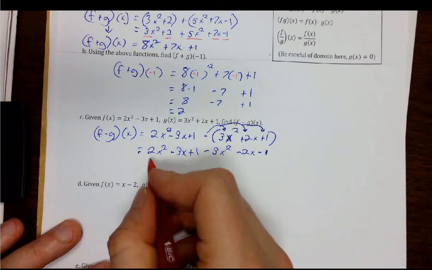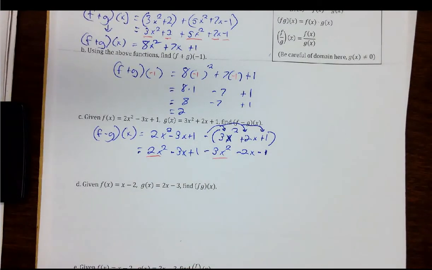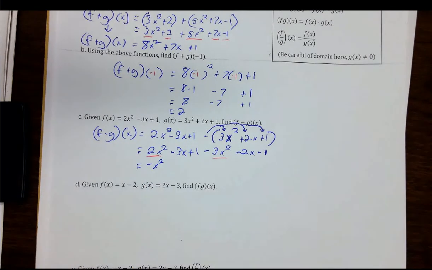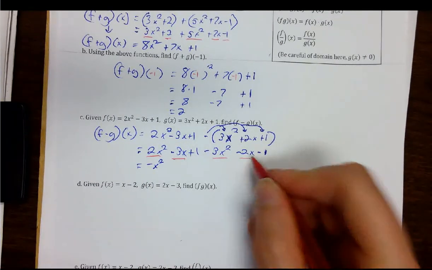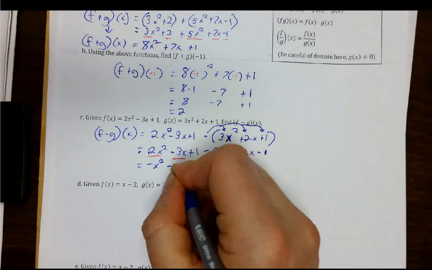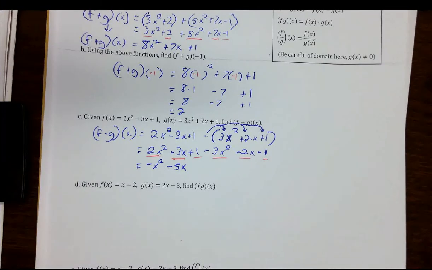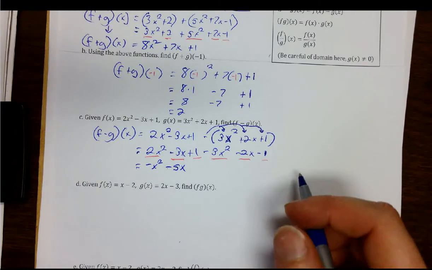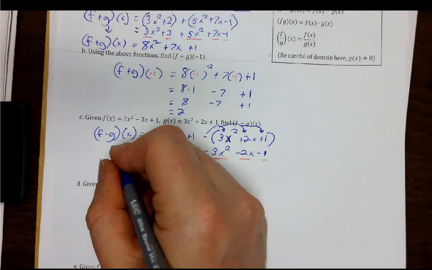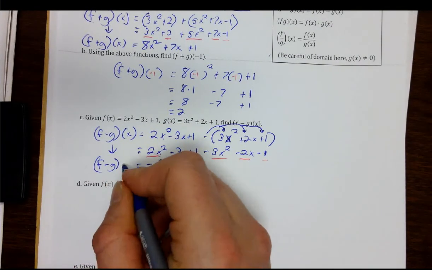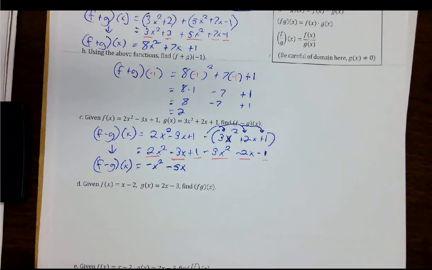So let's say we've got like terms again. 2x squared minus 3x squared is a negative x squared. A negative 3x and a negative 2x is a negative 5x. And then a 1 minus 1 is nothing. So there we go. We've got our new function. f minus g of x is just this, negative x squared minus 5x.